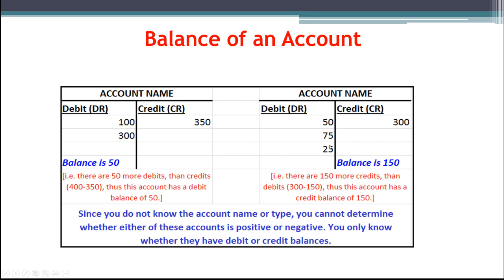We don't know whether this is positive or negative because we don't know the account name. We don't know what the normal balance should be. Again, we just know this account has a $50 debit balance. This account has a $150 credit balance. That's all we know.